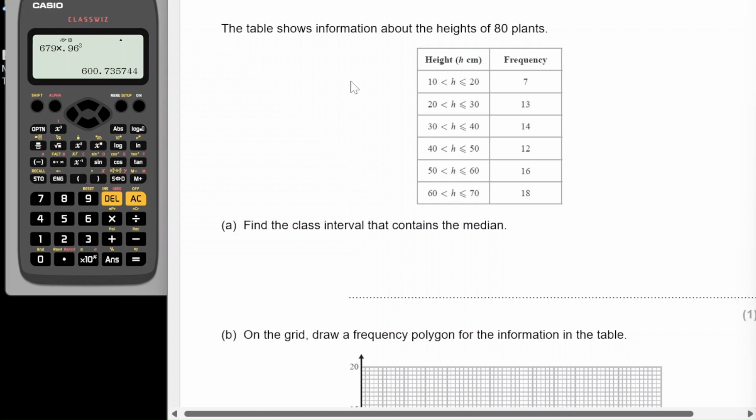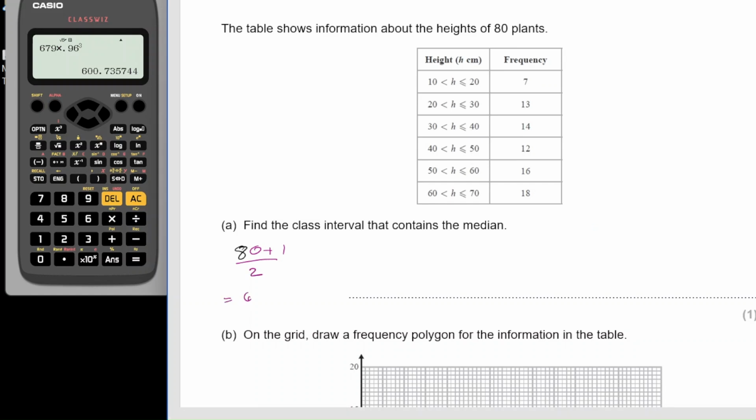Question 24. The table gives information about the height of 80 plants. Find the class interval containing the median. So if we've got 80 plants, technically the median would be found by finding the position of the 80 plus 1 divided by 2. So we're looking for the 40.5.